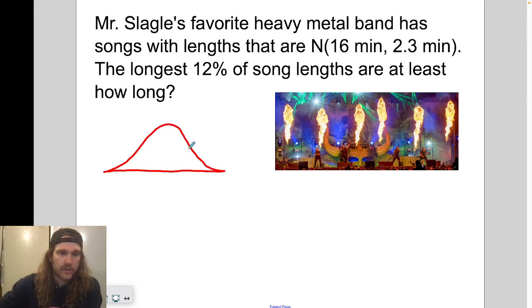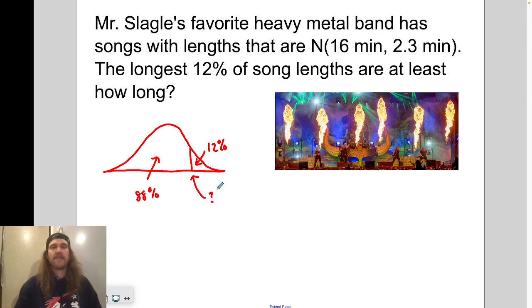If we were to take all their songs and sort their lengths from least to greatest, the longest 12%, if this area was 12%, and I'm just making up the drawing here, that would mean that this side has 88%. What we want to know is what is the song length that splits the curve? That's what this is asking.